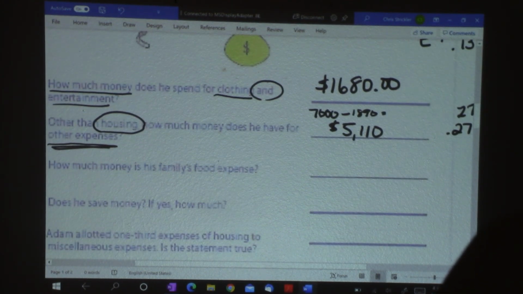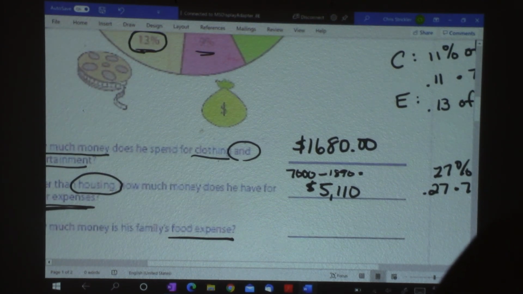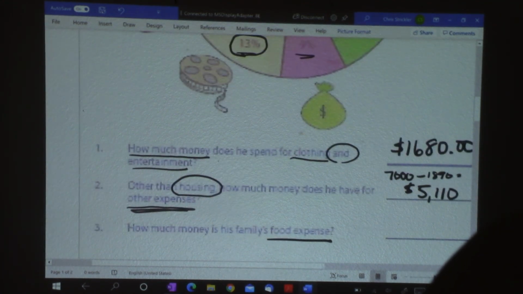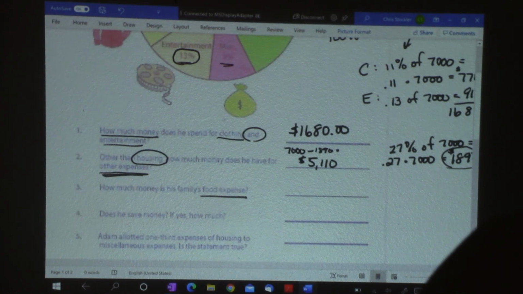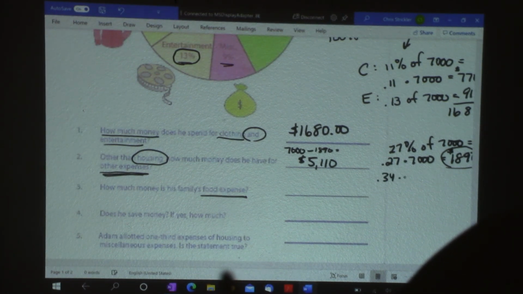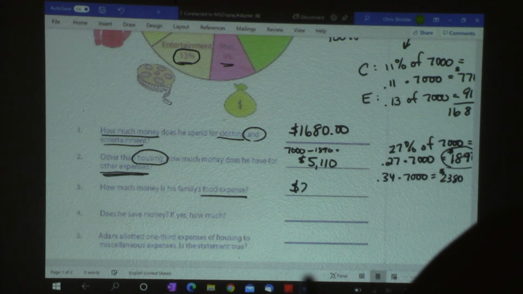How much money is his family's food expense? This is all doing very similar things. If I look up here, let's make it a little smaller. Food is 34%. So I have 34% times 7,000, and I get 0.34 times 7,000, and I get 2,380. So they're spending $2,380 a month on food.